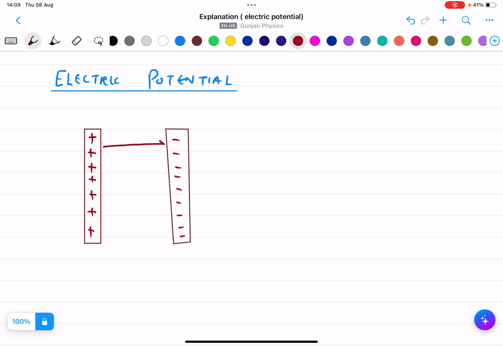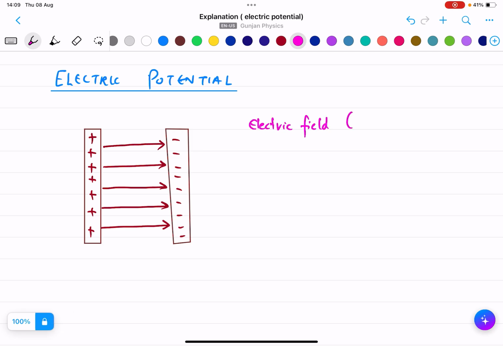So what is the potential energy? I always told you about potential and the electric field. What is the direction of the electric field? Always remember, it is always positive to negative. This is the direction of the electric field. Please remember.